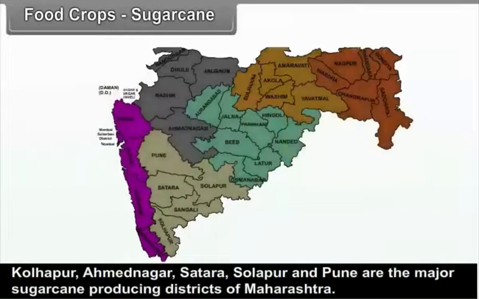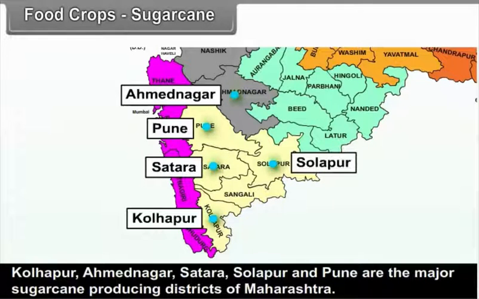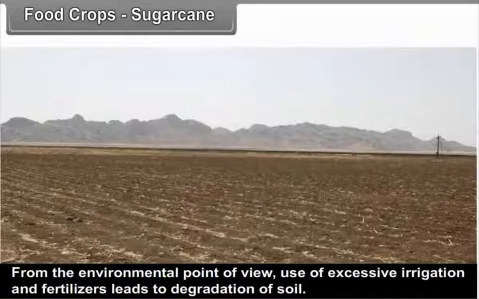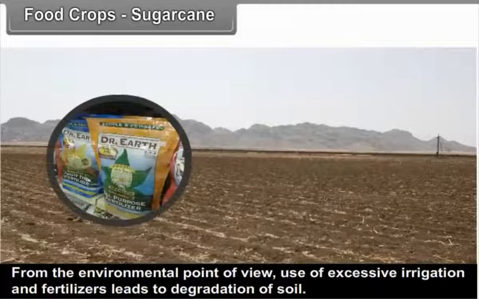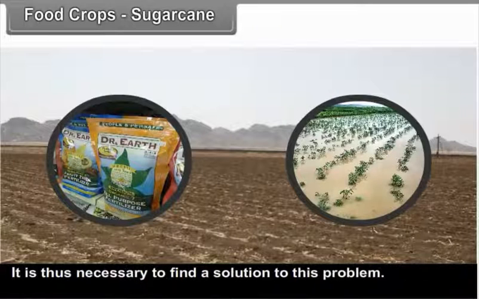Maharashtra. Kolhapur, Ahmednagar, Satara, Solapur, and Pune are the major sugarcane producing districts of Maharashtra. From the environmental point of view, use of excessive irrigation and fertilizers leads to degradation of soil. It is thus necessary to find a solution to this problem.